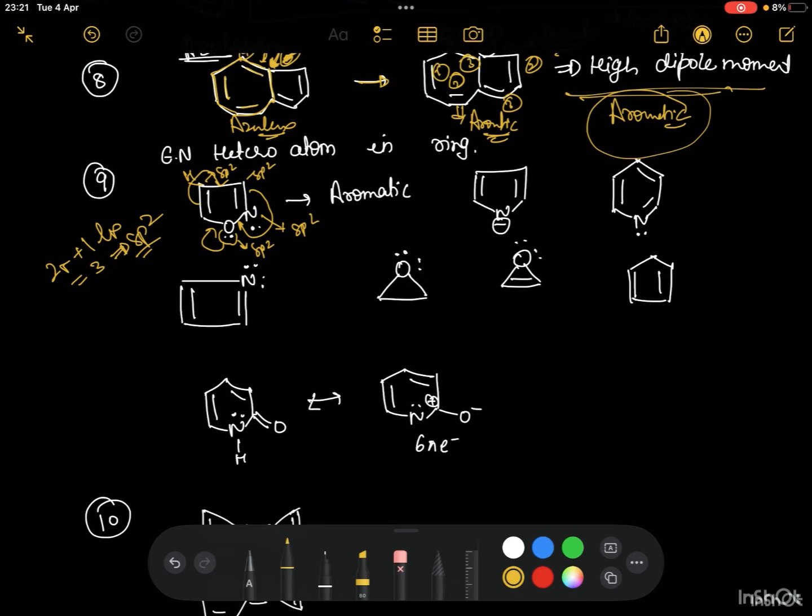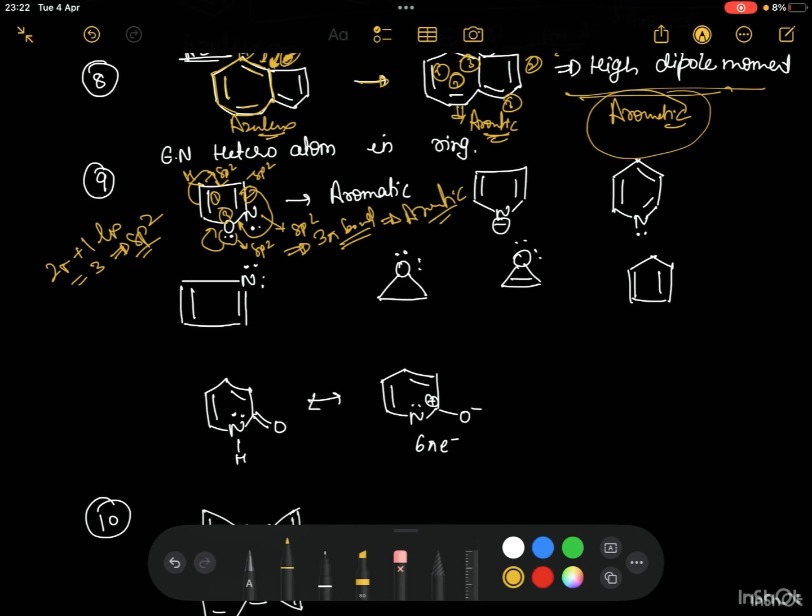I will calculate the number of electrons going into delocalization, the number of carbons going into delocalization. So 1, 2, and here 1 lone pair of oxygen going into delocalization. So how many pi bonds are there? 3 pi bonds. 3 pi bonds means aromatic.